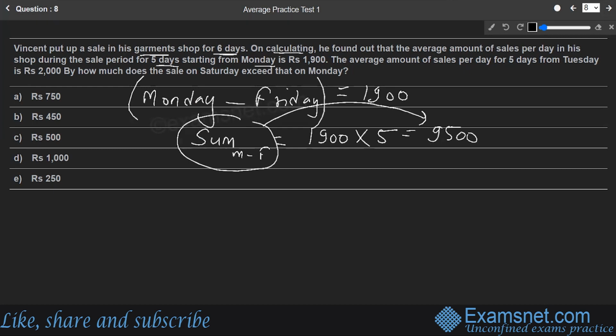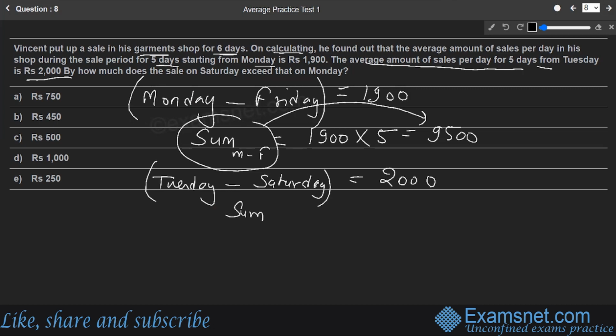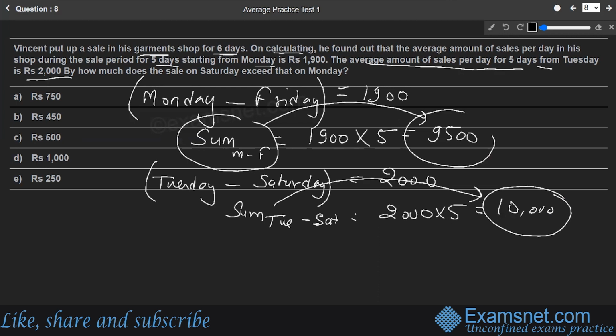In the next category, he says the average amount of sales per day for 5 days from Tuesday is 2000 rupees. So if we start calculating the 5 days from Tuesday, the span will go from Tuesday to Saturday. So the Tuesday to Saturday average is given out to be 2000. What will be the sum of Tuesday to Saturday? It will be the average 2000 multiplied by again 5 days, that is nothing but 10,000 rupees. So this is the sum of Tuesday to Saturday span. This is the sum of Monday to Friday span.